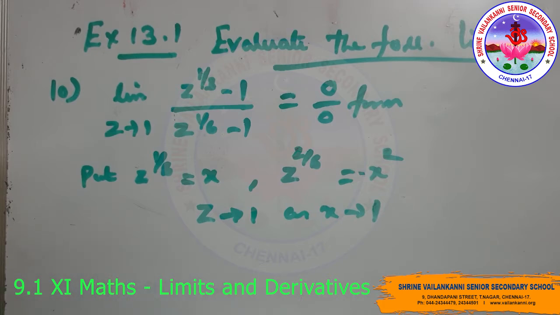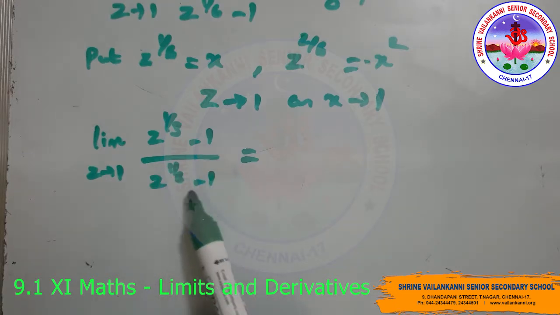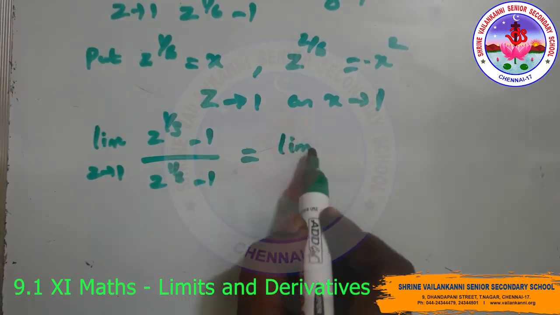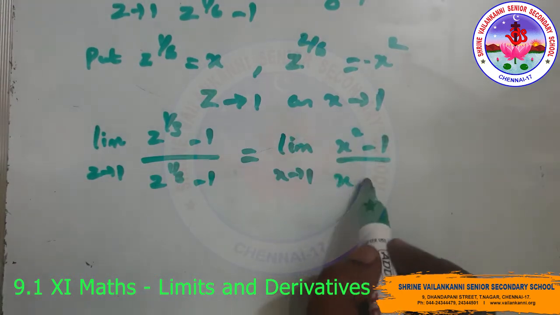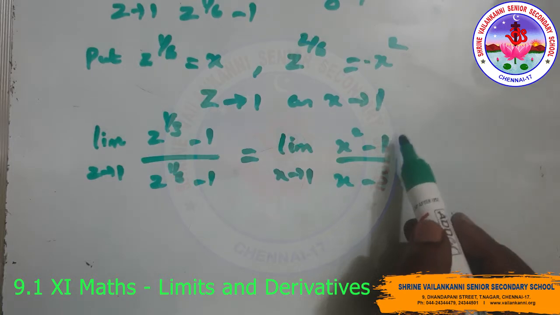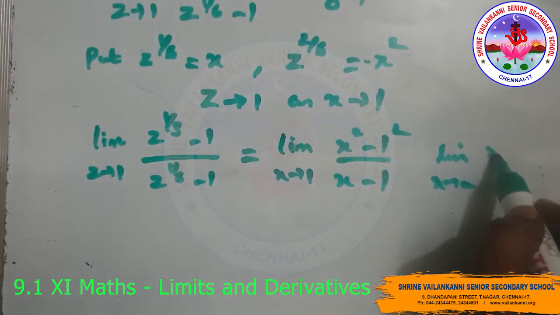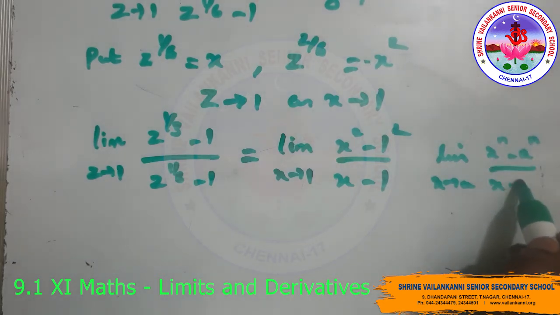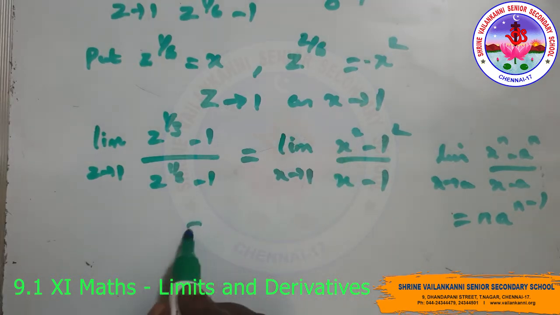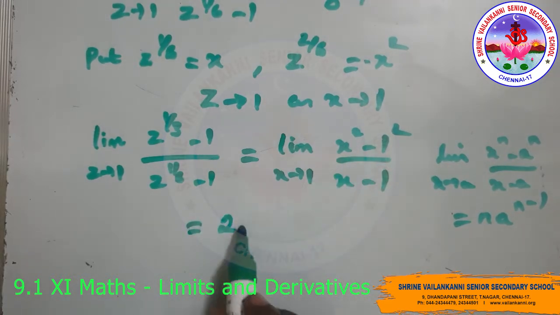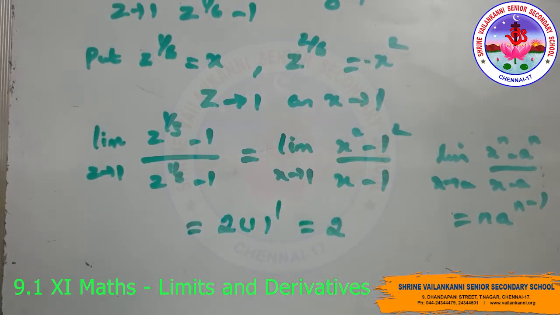Then limit z tends to 1, z^(1/3) − 1 by z^(1/6) − 1, we can write this as limit x tends to 1, x² − 1 by x − 1. We can write 1 as 1², so that we can use the result limit x tends to a, xⁿ − aⁿ by x − a, which is equal to n aⁿ⁻¹. Here n is 2. So 2a is 1. 1^(2−1) is 1. So we get the value as 2.